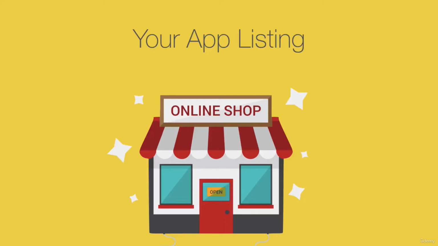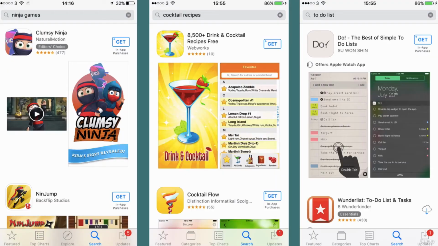All right, so in this module, we're going to talk about your app listing. This is the part where you go onto the App Store, whether it's on your iPhone or your iPad, and you type in some keywords for the app that you're searching for. Your app listing is what appears over here. So, you get an app icon, your app name, you'll see the ratings of the app, as well as two screenshots, usually side by side.